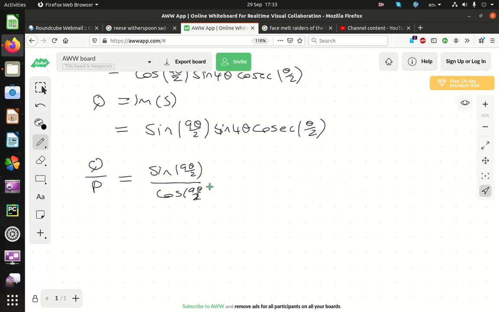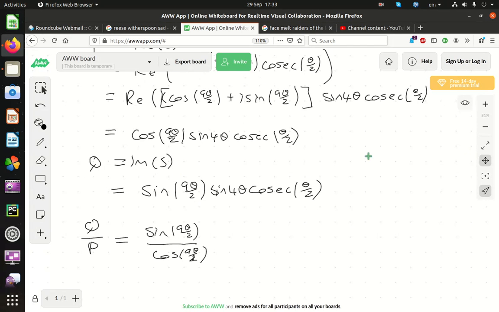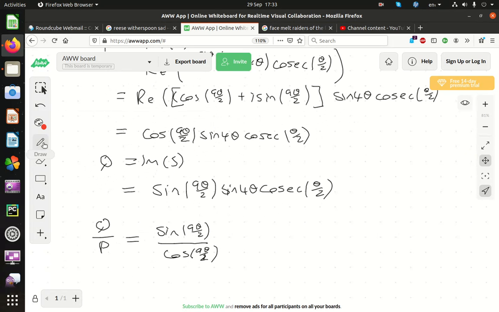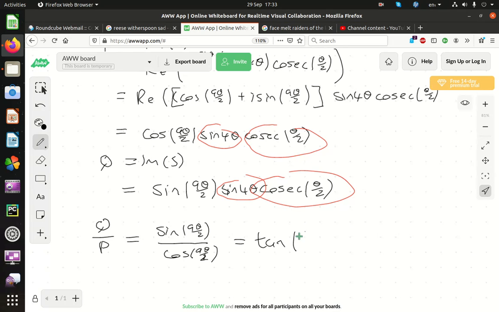And everything else is going to cancel because they're exactly the same. Look, there they are. Let me just circle them in red. That's going to be divided by that bit. That's going to be divided by that bit. So they're all going to cancel. And you're left with sine over cos, which is tan. And so you get tan of 9 theta over 2. Yeah, so that's the kind of stuff which is going on in this exercise. I hope it makes sense.